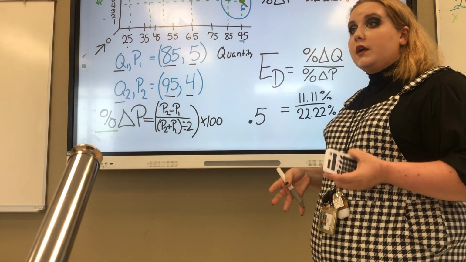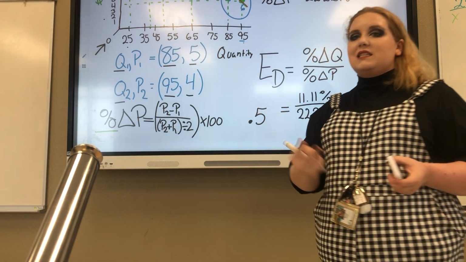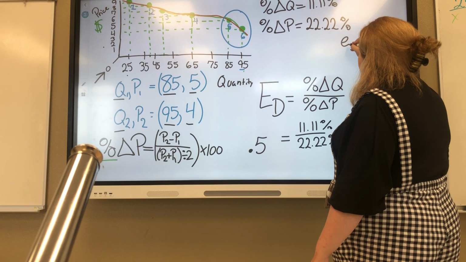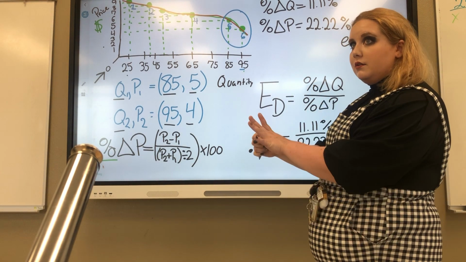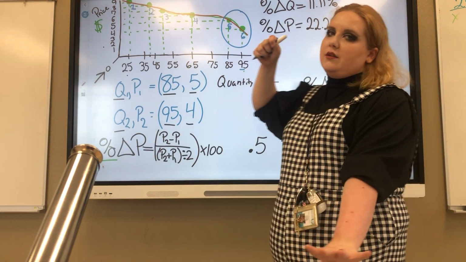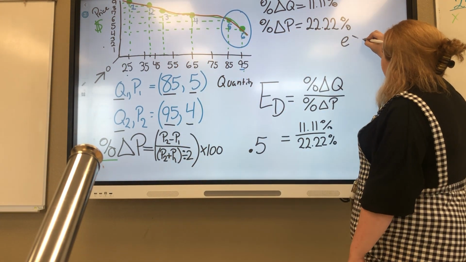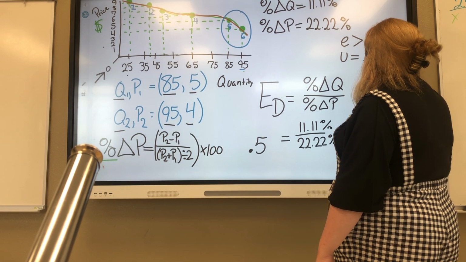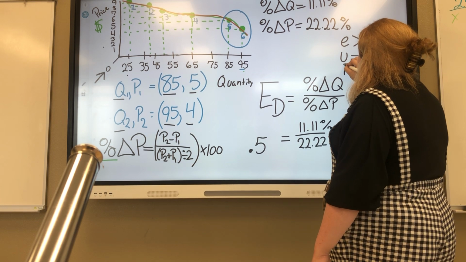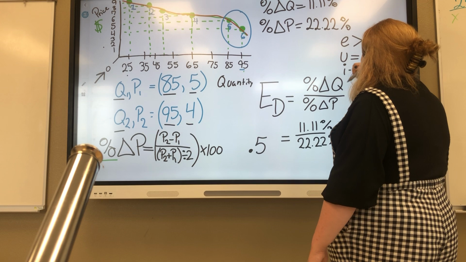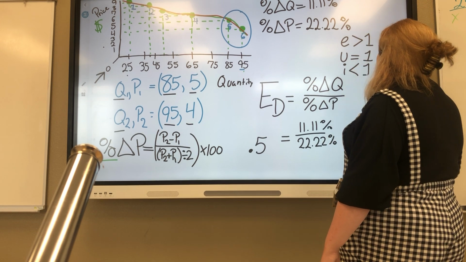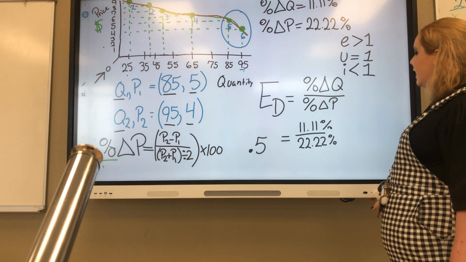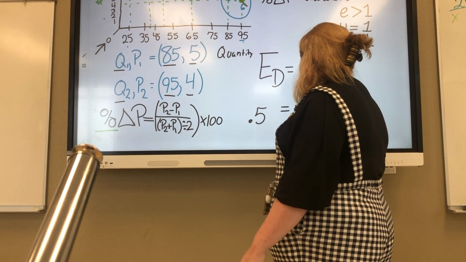The other thing I asked you guys for is to tell me if that is inelastic, elastic, or unit. So we need to remember, if it is elastic, that means it changes a lot. If it is elastic, that rubber band is stretching. And that also means it's going to be greater than 1. If it is unit, it equals 1. And if it is inelastic, not equal, hello, it is going to be less than 1. So, because 0.5 is less than 1, I can say without a shadow of a doubt that this is inelastic.